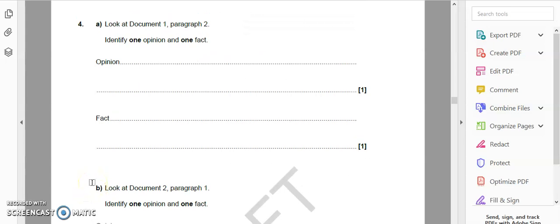So, moving on to question 4. Now, question 4 is we're identifying opinions and we're identifying a fact from a particular section of the text. So we'll have a quick look at the text again. So it's document 1, paragraph 2 we need to look at. We need to identify one opinion and one fact.